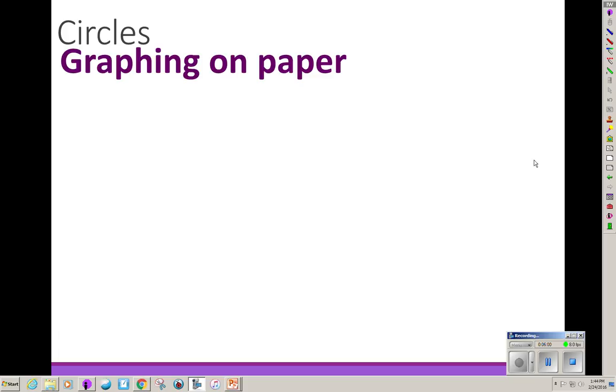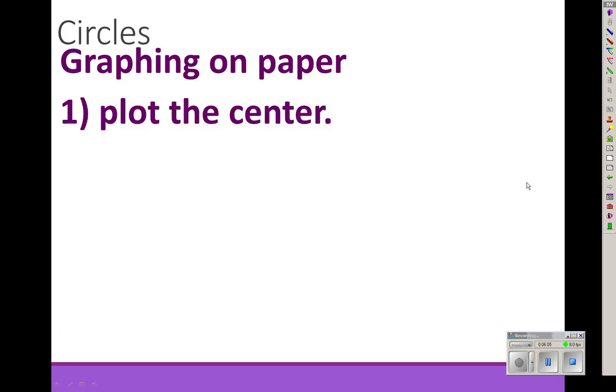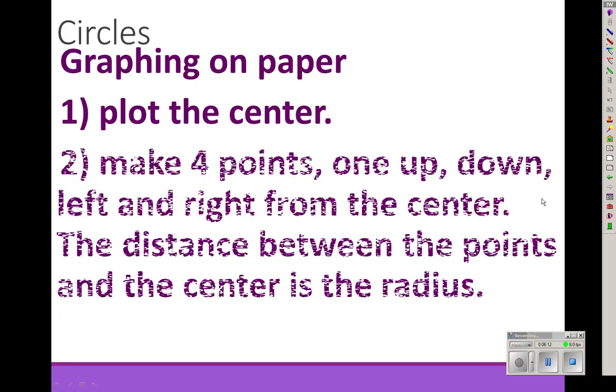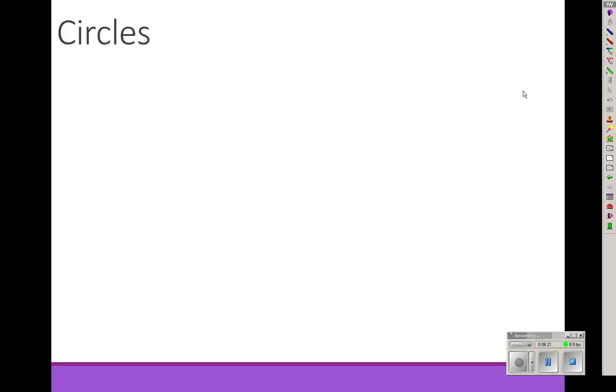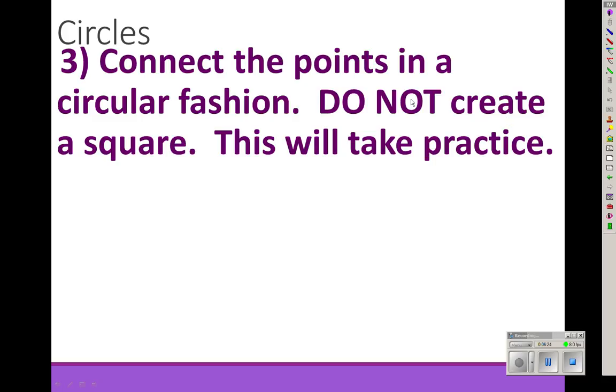Now for graphing circles. When you're graphing a circle, start by plotting the center point, then find the radius and make 4 points from the center. We'll go up, down, left, and right, however far the radius is, and then connect the points in a circular fashion. Don't make a square. Try to make sure that you draw round all the way around. Don't just connect the dots, but draw it curved like a circle.